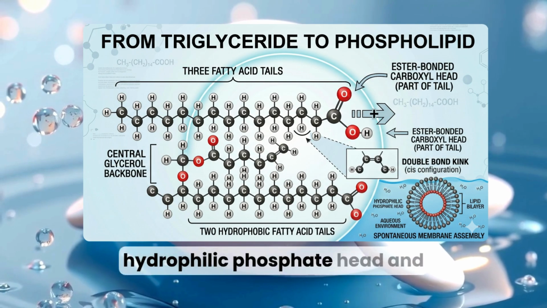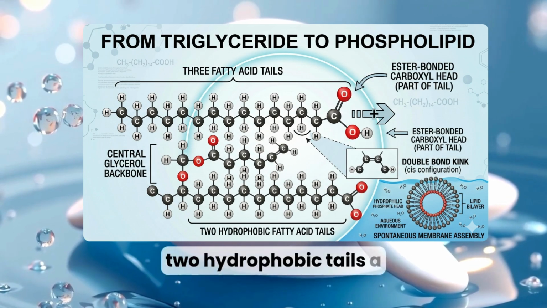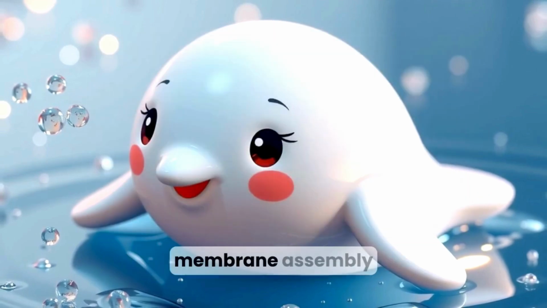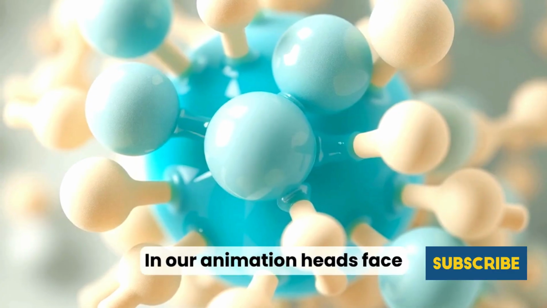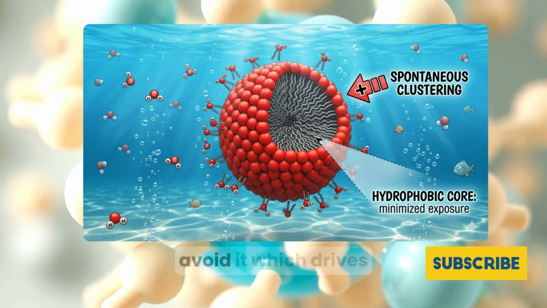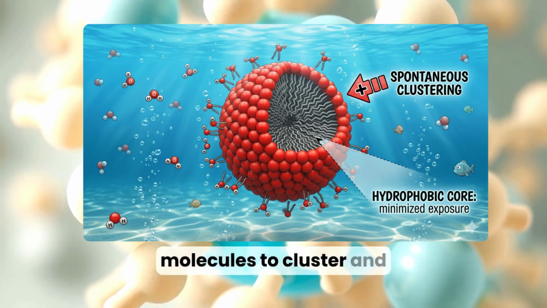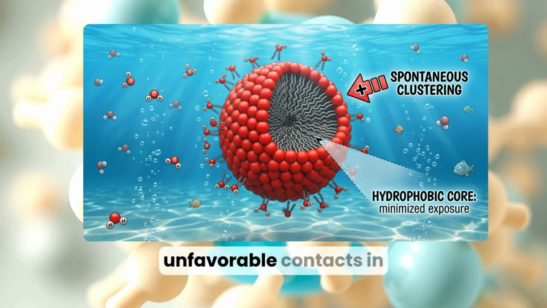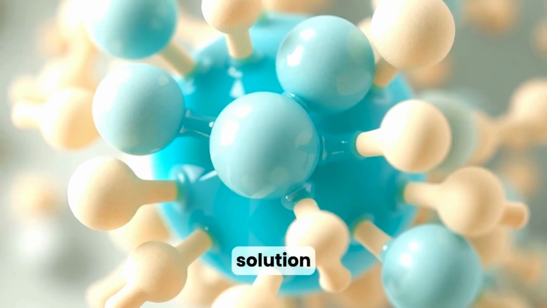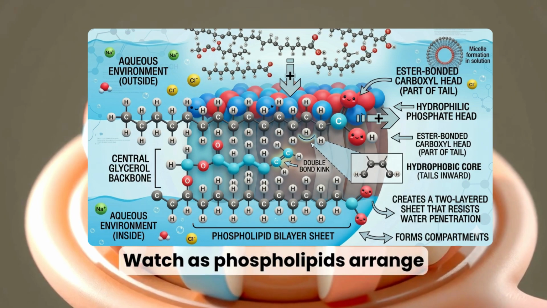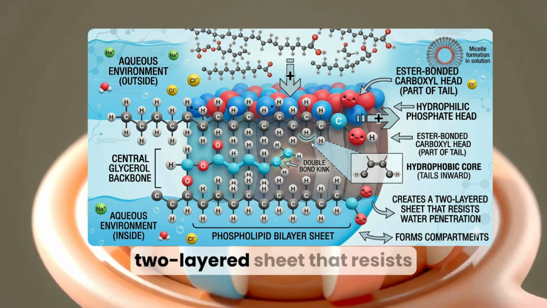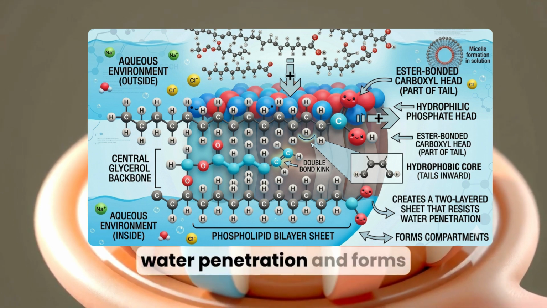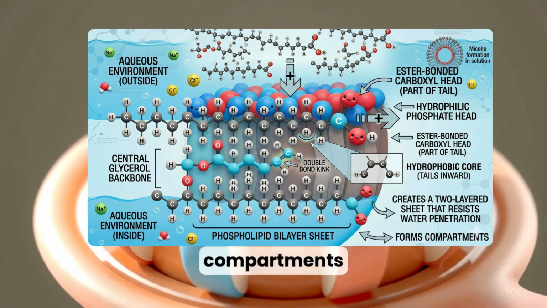Imagine a hydrophilic phosphate head and two hydrophobic tails, a natural amphiphile that drives membrane assembly spontaneously in water. In our animation, heads face water environments while tails avoid it, which drives molecules to cluster and minimize energetically unfavorable contacts in solution. Watch as phospholipids arrange into a bilayer, tails inward and heads outward, creating a two-layered sheet that resists water penetration and forms compartments.